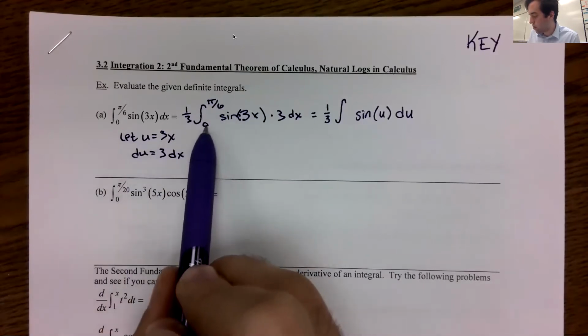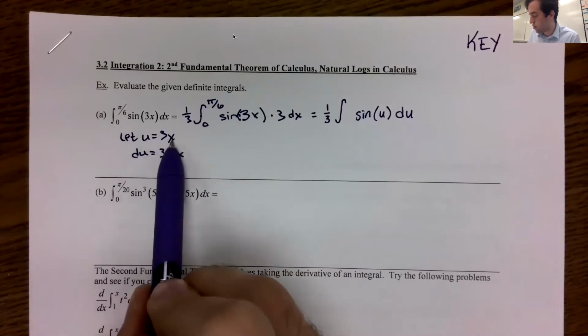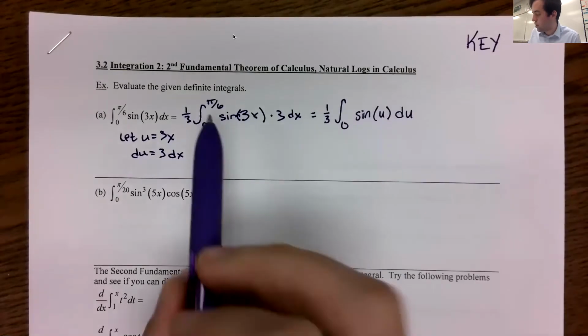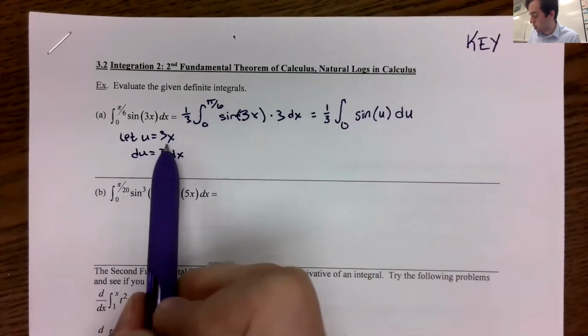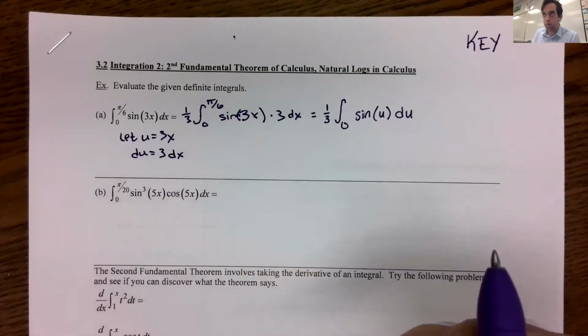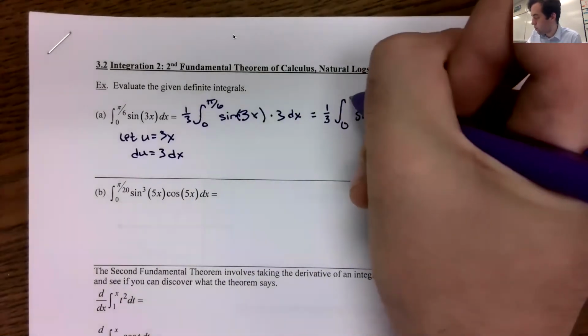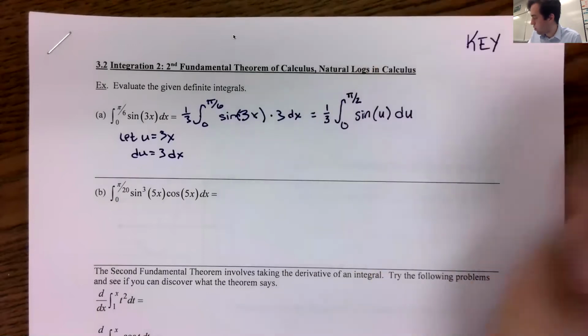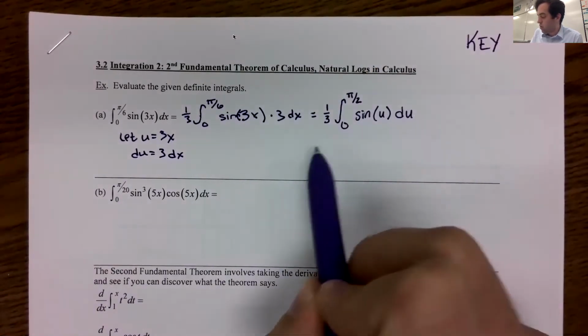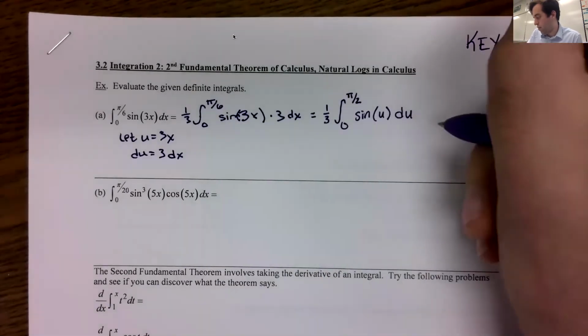For the first one, we have 0. So I'm plugging in 0 for x, 3 times 0, and so u is still 0. For pi over 6, I'm going to plug that in here. So 3 times pi over 6 will be 3 pi over 6, which is pi over 2. And now we have our integration in terms of u fully. So we're going to be able to do this.